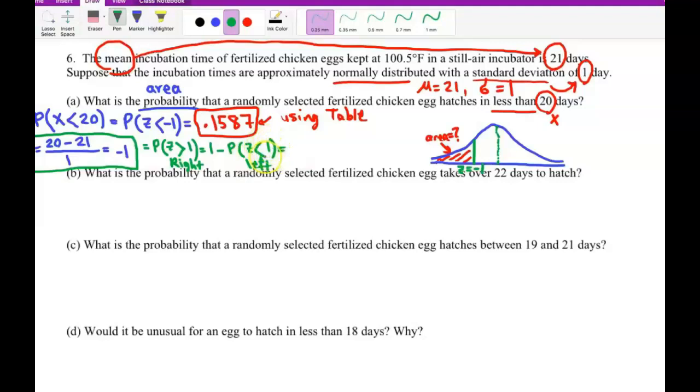Now you can use the table, and if you only had access to positive numbers, you can use that part only. So 1 minus, when z is equal to 1, using the table the area is 0.8413. And the answer again is 0.1587. So you can use either method, this part or this part. So either this method or this method.